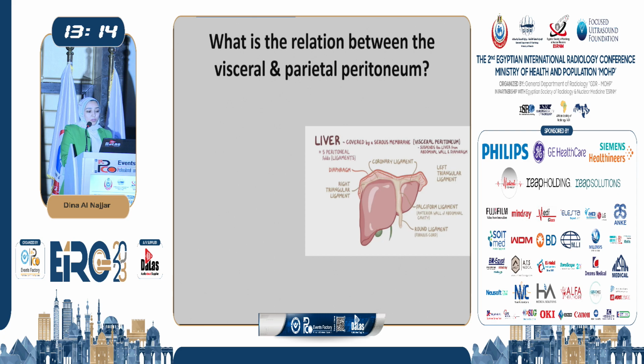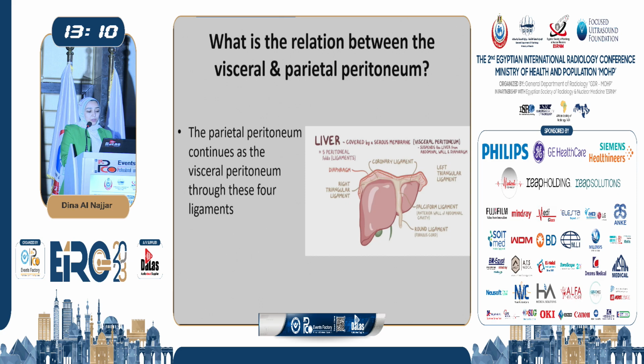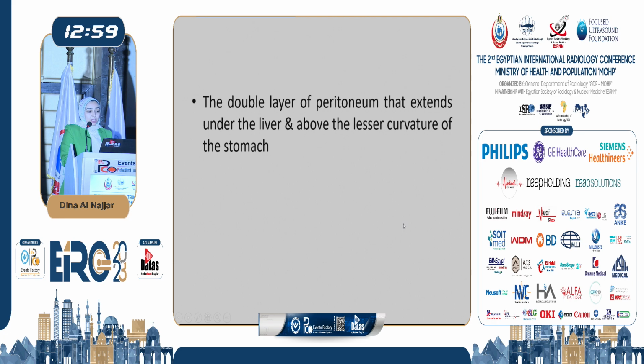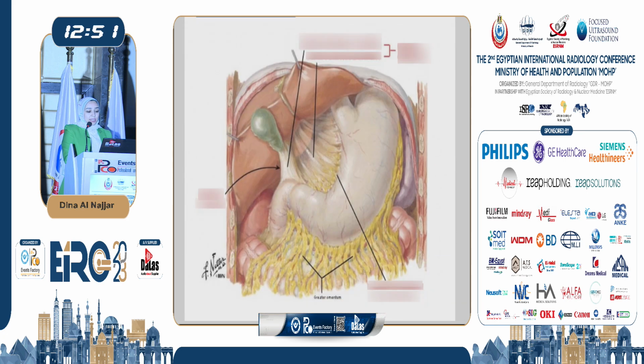What is the relation between both the visceral and parietal peritoneum? The parietal peritoneum is continuous with the visceral through 4 ligaments: the coronary ligament, right and left triangular ligament, and the falciform ligament. The double layer of peritoneum that extends under the liver and above the lesser curvature of the stomach is the lesser omentum. As shown in this image, this is the lesser omentum under the surface of the liver and above this lesser curvature of the stomach.